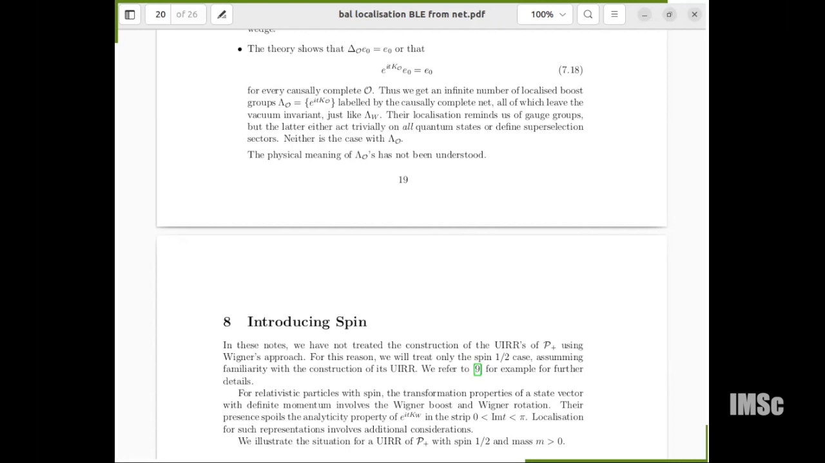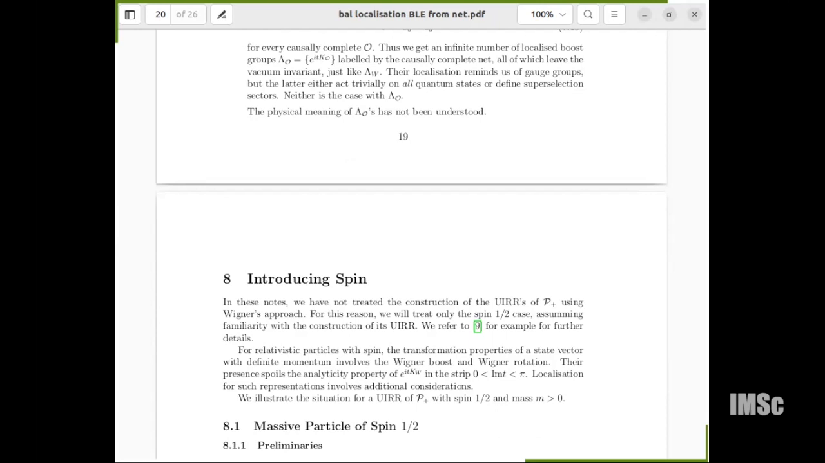Whether there are some sub-algebra which is invariant, I don't know. Yeah. There may be, I have not heard of such a thing. Yeah. There are things. We'll come to that. Yeah. Maybe.